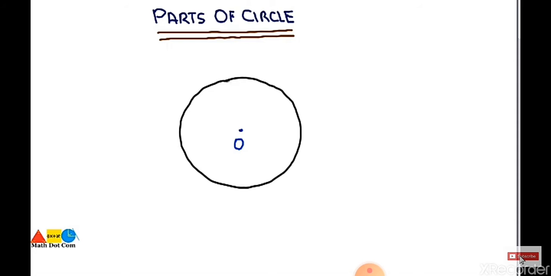If I draw a line from the center of the circle to the circumference of the circle, then that line is called the radius. So this is called the radius. This is one part of the circle. So I'll write here that the part of the circle that is in blue is the radius. Okay, now move on from here.